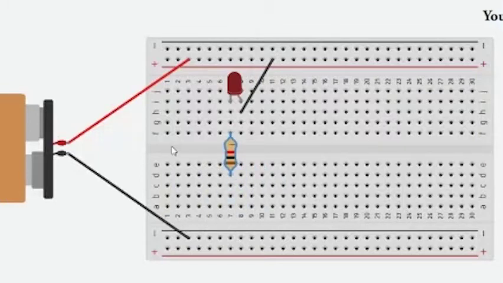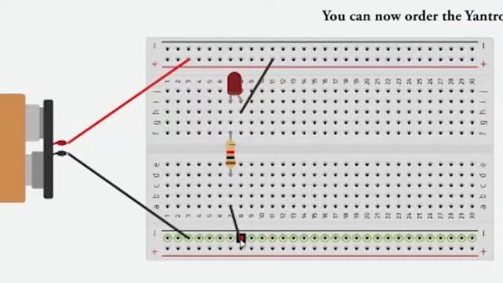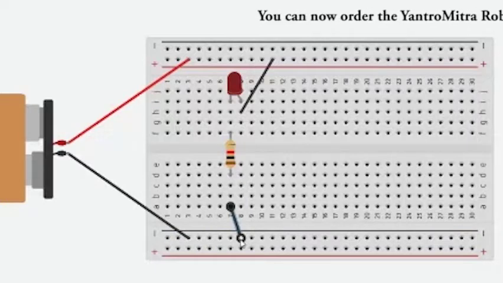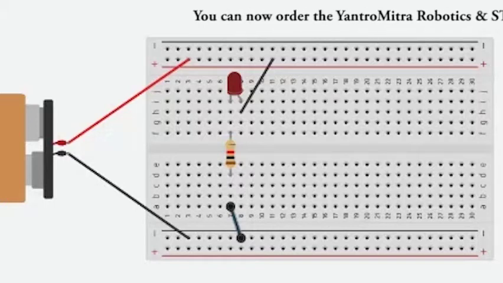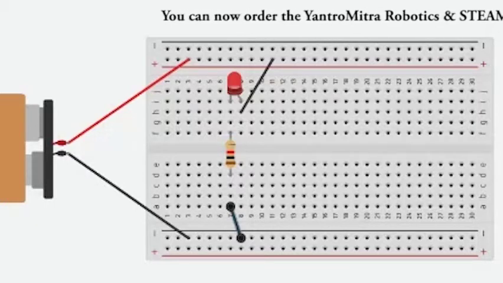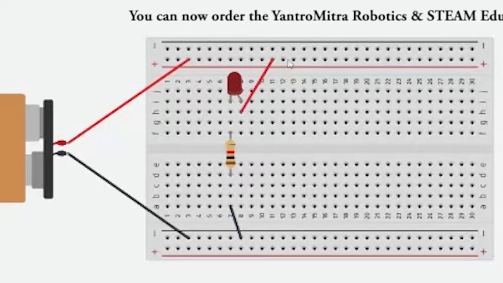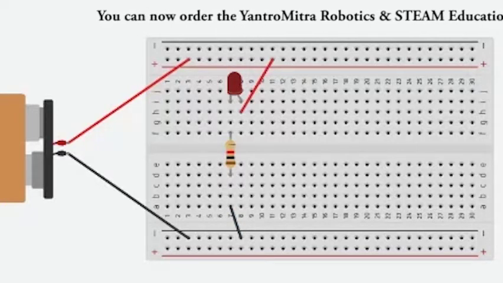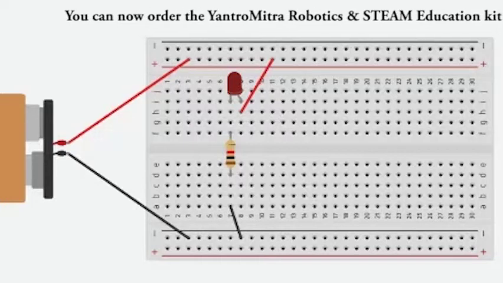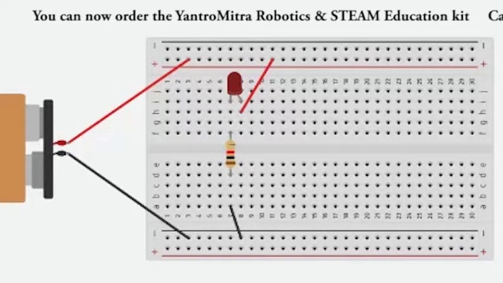So, friends, let us understand one thing. Because this LED is connected in this line, the entire line will get connected to the negative terminal. Let us connect this line to the negative terminal. So, let us now check whether the LED is functioning or not.